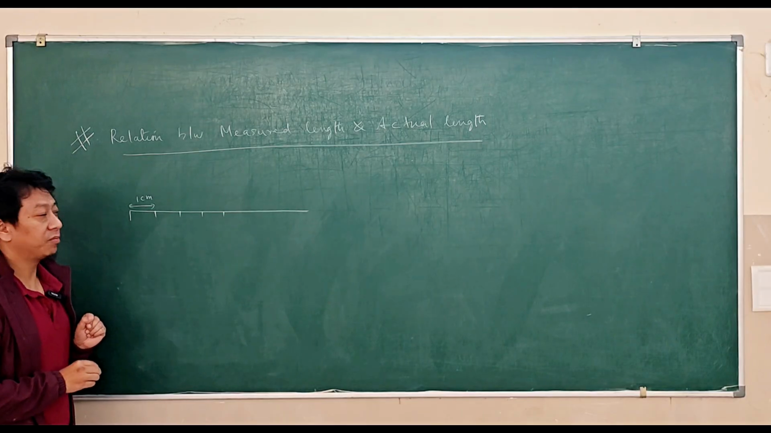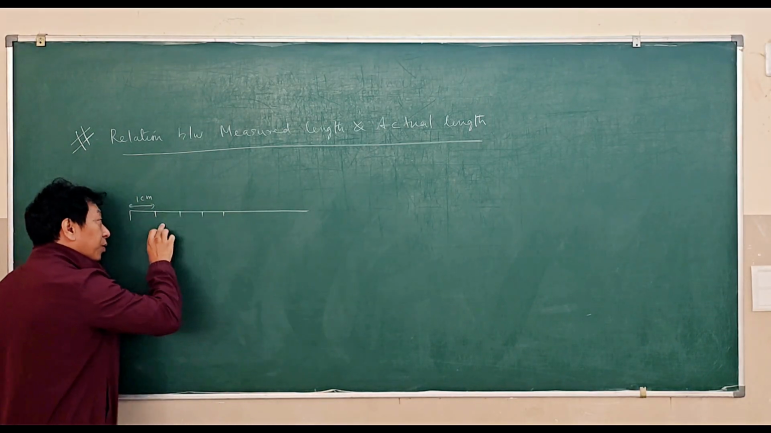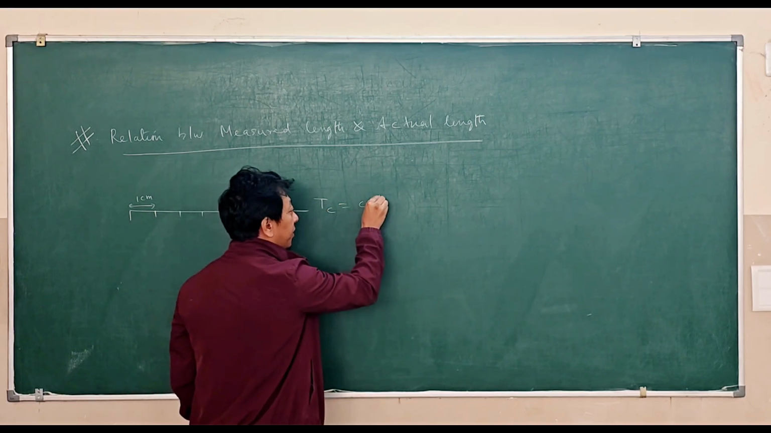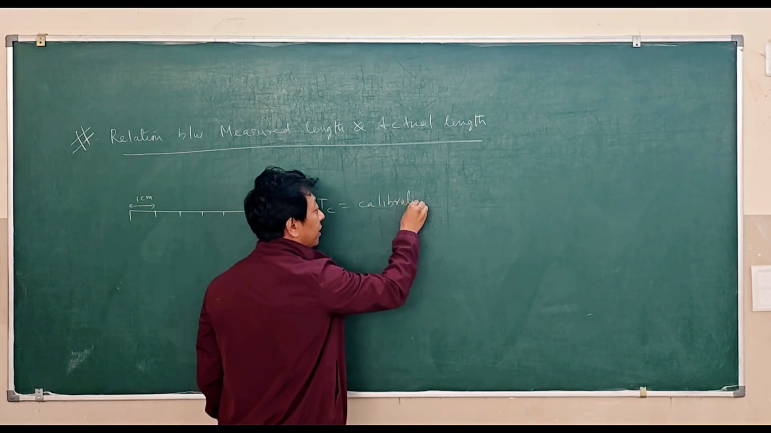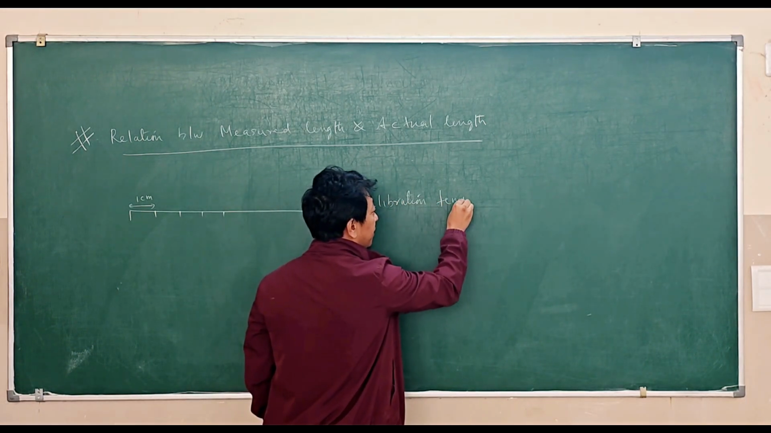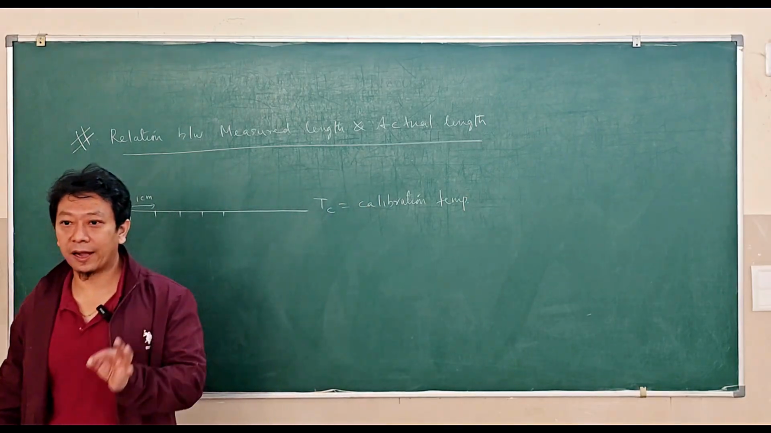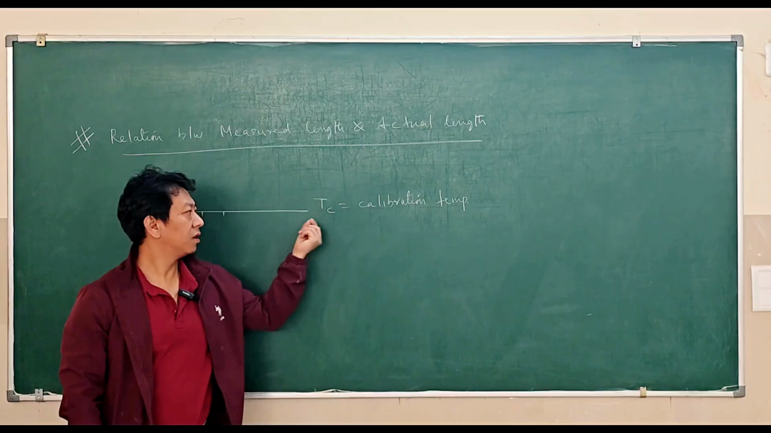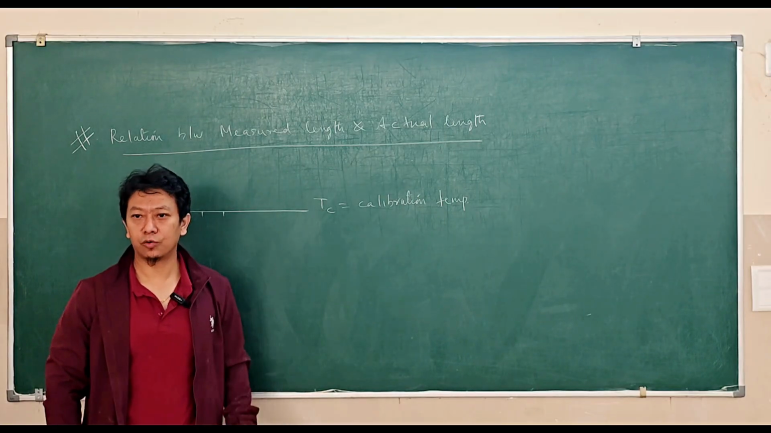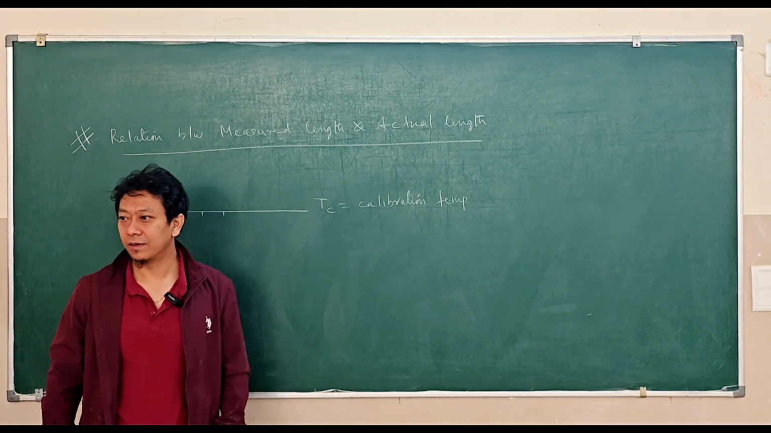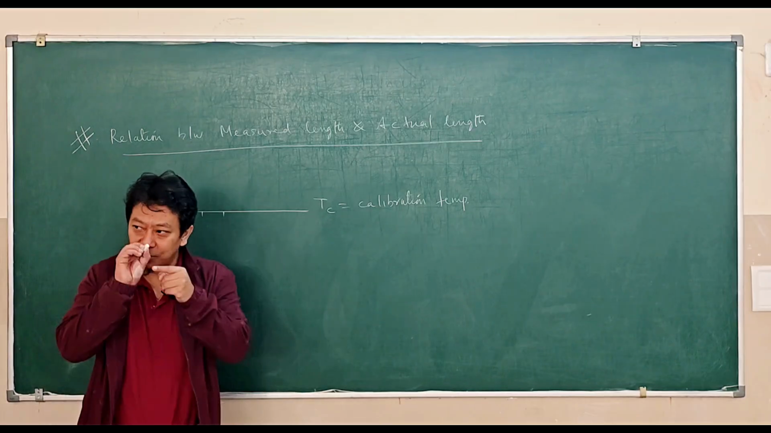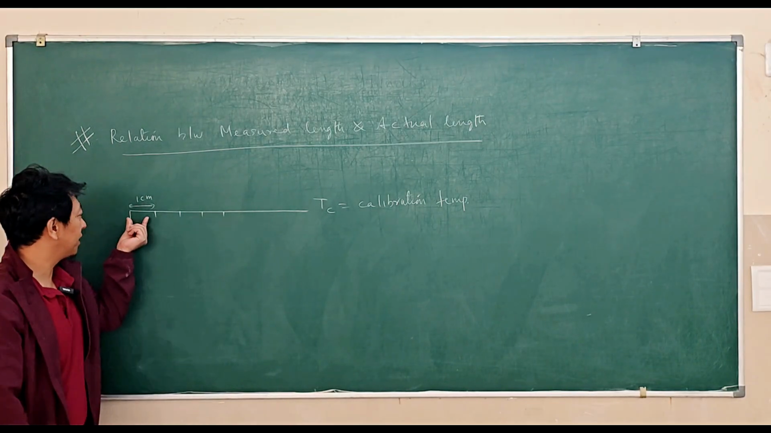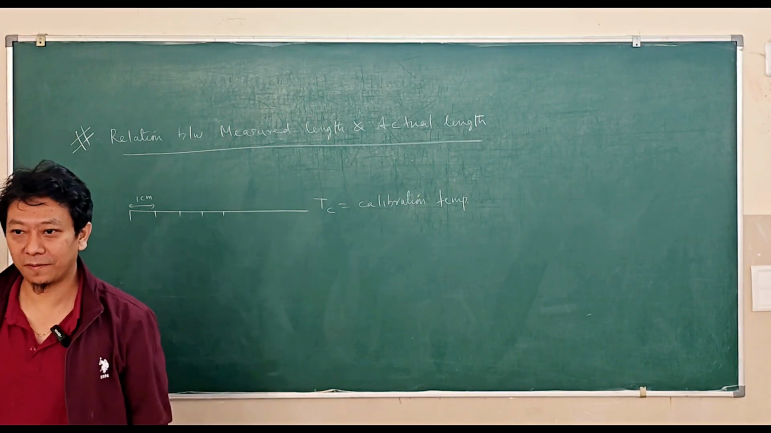So this is true 1 centimeter. Now the temperature at which you did marking, that temperature is called calibration temperature. The temperature at which you did marking. Let's say you did this in Kashmir. Cold day it was. Okay, so 5 degrees Celsius you did the marking. So at 5 degrees Celsius, this length is the true 1 centimeter.